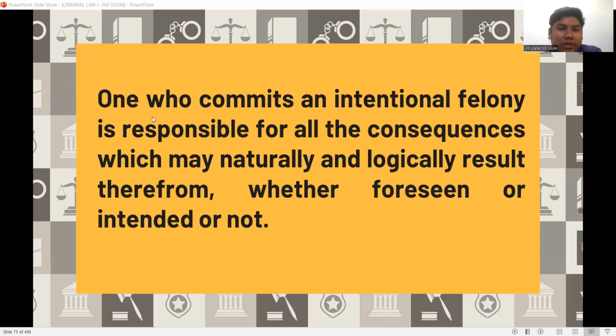So let's move on. Please take note of this statement. One who commits an intentional felony. Intentional felony meaning there's deceit or dolo. It's an intentional felony, and there is a deliberate intent, and the act is voluntary. So one who commits an intentional felony is responsible for all the consequences which may naturally and logically result therefrom, whether foreseen or intended or not. So in the example earlier, they had a fistfight, but as a result, B fell and his head hit the pavement. Therefore, A is liable for the consequences of his action.